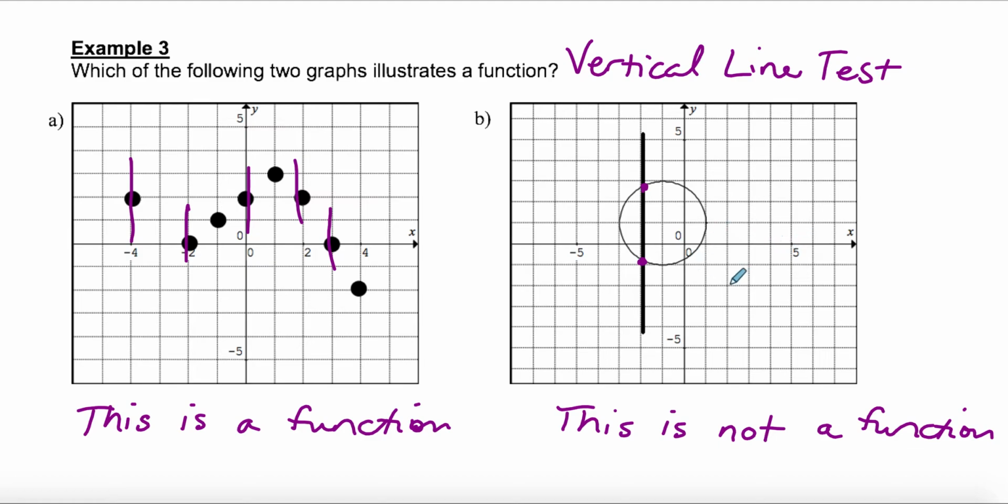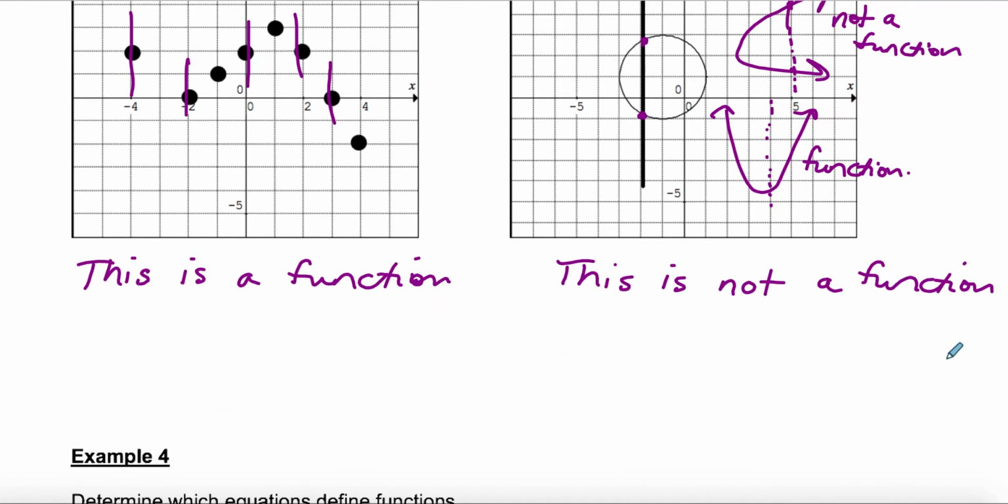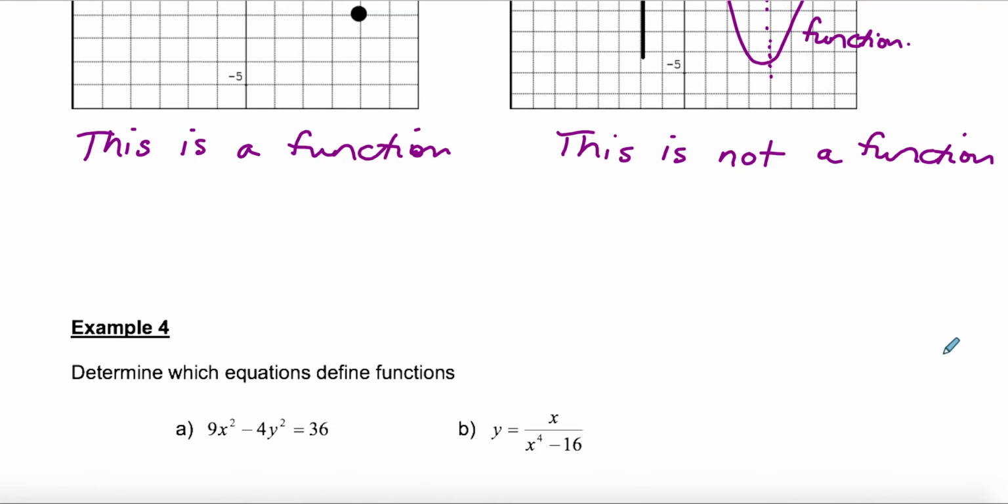Okay, we've had graphs of parabolas before. They were called quadratic functions. If I imagine a vertical line coming down, I would only ever hit 1 point. So quadratics are functions. But if we graph the inverse of that, maybe it would be something that looks like this. That would not be a function. So graphs aren't bad. Graphs are easy to picture.